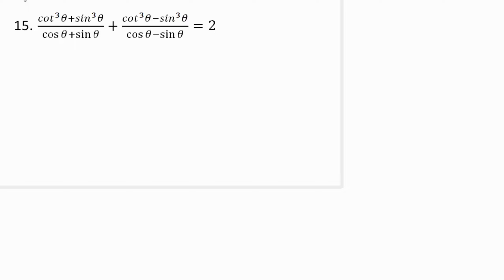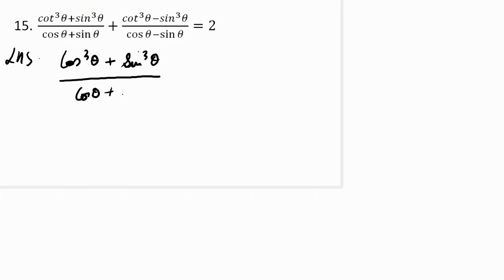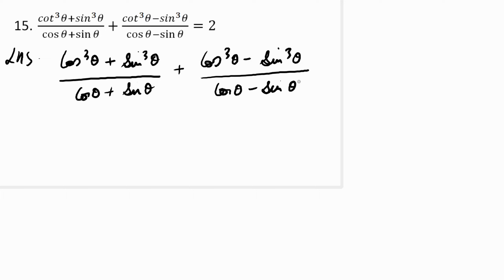Let me check. I think I have copied this down wrong. This is not cot cube theta, this is cos cube theta. So there is a correction over here. It is cos cube theta plus sine cube theta upon cos theta plus sine theta, plus cos cube theta minus sine cube theta upon cos theta minus sine theta. It is not cot, it is cos. There is a correction over here.